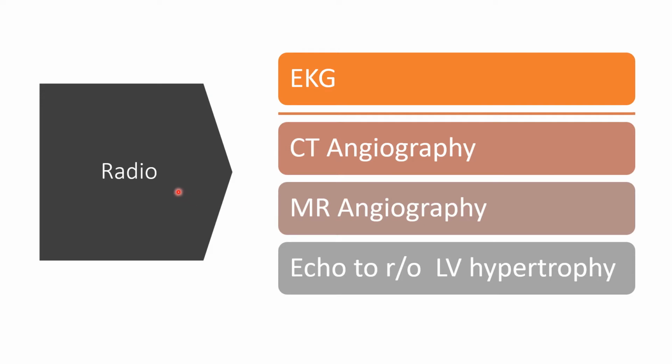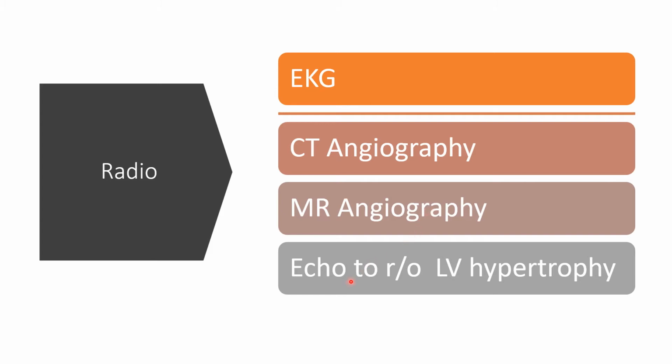Now, radiologically, we can have EKG. Want to know if we are having arrhythmia here, what is happening? So do we have any ST elevated myocardial infarction or not? CT angiography for arterial stenosis anywhere, and magnetic resonance angiography. We just want to see the entire lumen, what's going on.